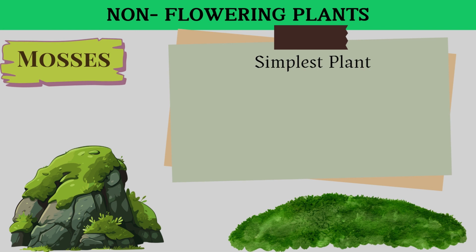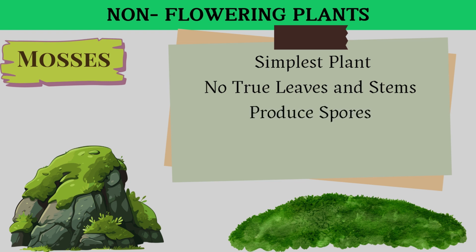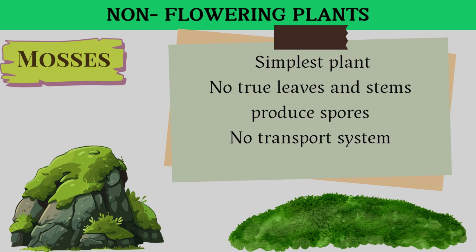Mosses are the simplest plants, having no true roots, leaves, and stems. They love to live in damp places, and being non-flowering plants, definitely they don't produce seeds. So instead of seeds, they produce spores and reproduce with the help of that. Being very simple plants, they have no transport system for water, food, or oxygen and carbon dioxide. So these processes take place by diffusion.